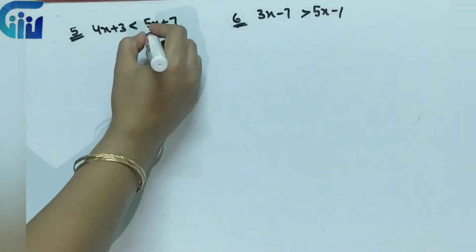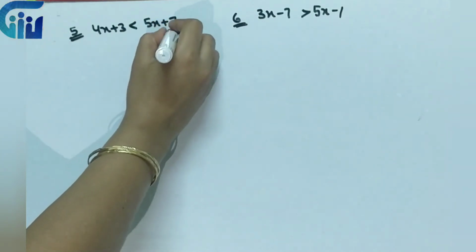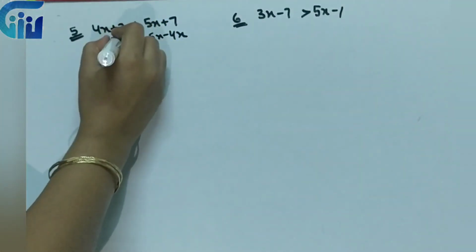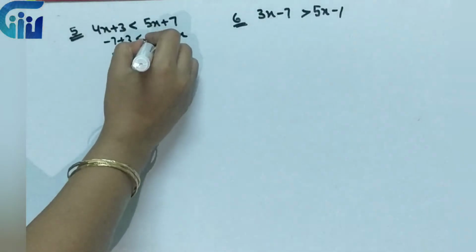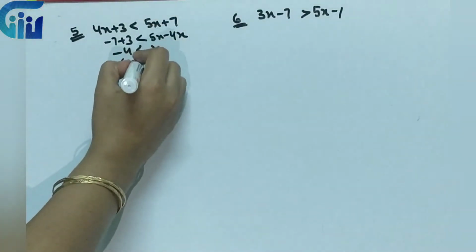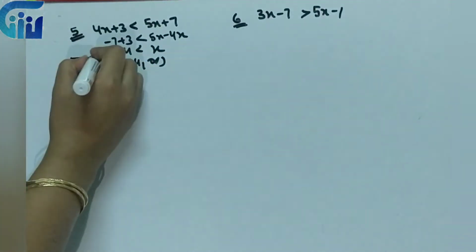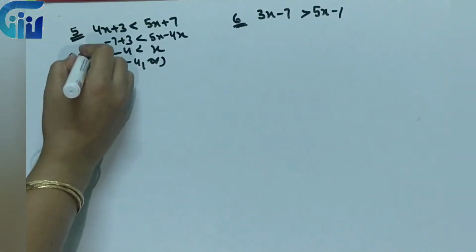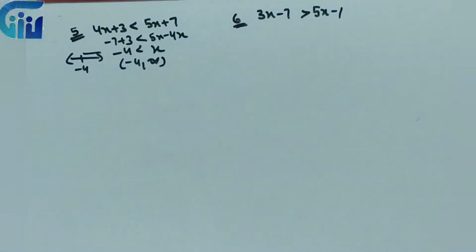All the x on one side, so 5x minus 4x, and all the constants on one side, so this will be minus 4. So x is greater than minus 4 means it is minus 4 till infinity. Keep this number line in mind, minus 4 greater. So minus 4 to infinity. We start intervals from the smaller number to the bigger number, and infinity is always an open interval.